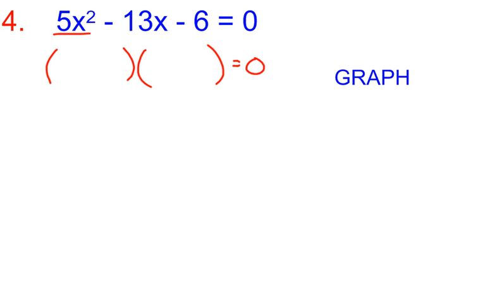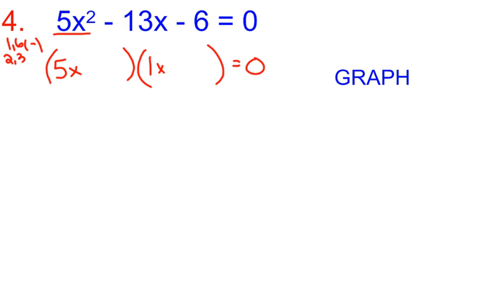And I'm looking for factors of 5x squared. The only factors of 5 are 5 and 1, so I would have 5x and 1x. I'm then looking for factors of 6. So I can use 1 and 6 or 2 and 3. And one of them would have to be negative, right, because it's a negative 6.